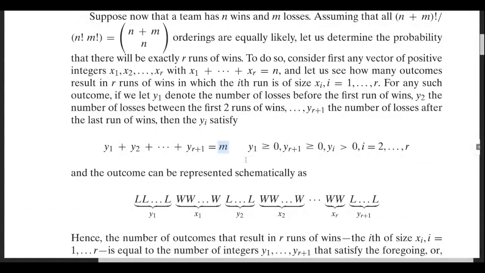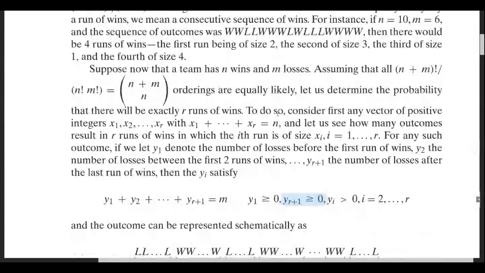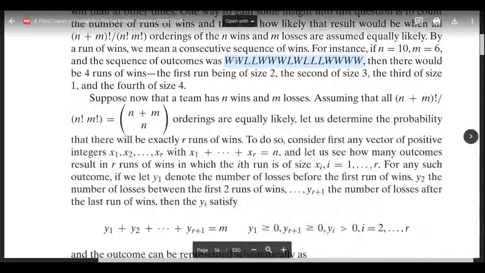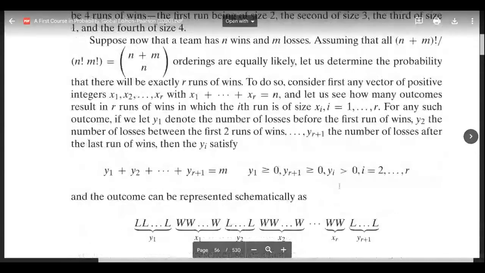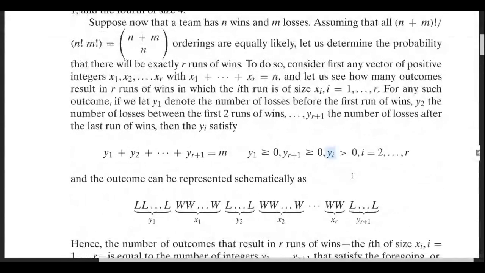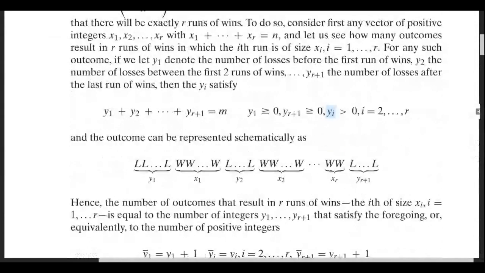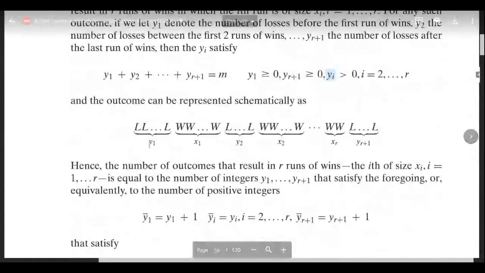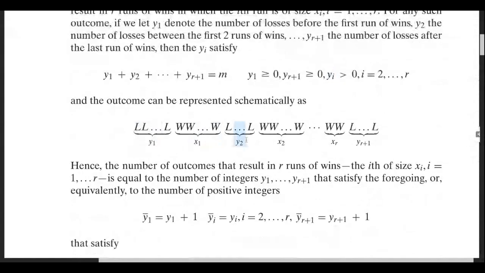And y1 can be 0, y r plus 1 can be 0, but the middle ones cannot be 0. If the middle ones were 0, they would not count as 2 runs of wins. The middle ones separate the runs of wins, so y2, y3, up to yr cannot be 0. So we have y1, x1, y2, x2, and so on up to xr and y r plus 1.